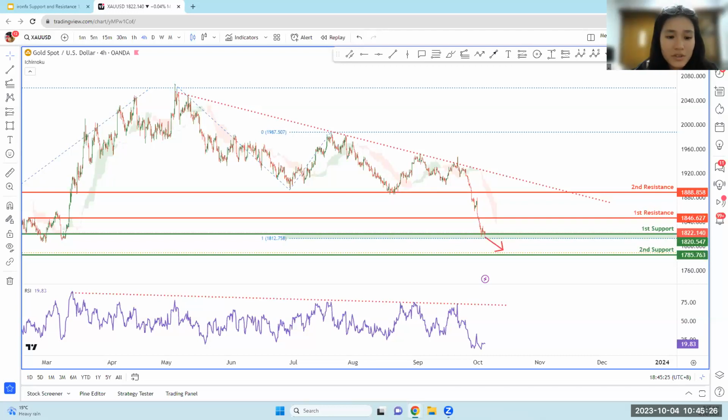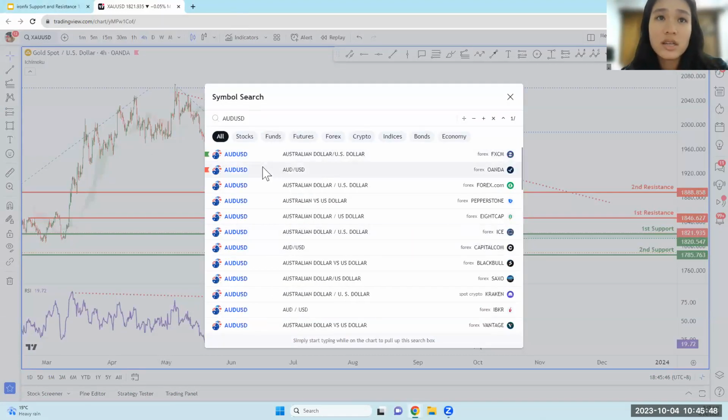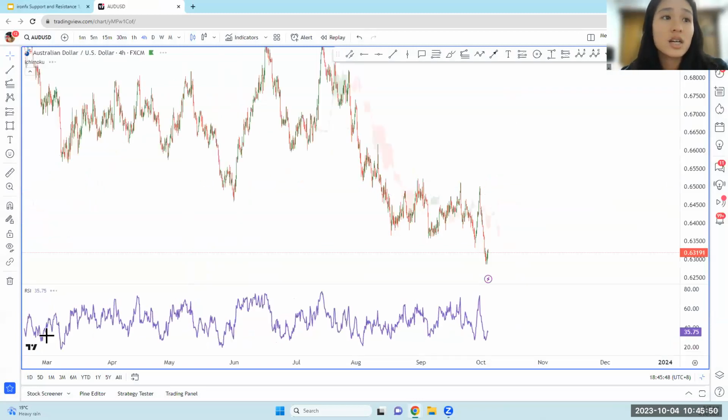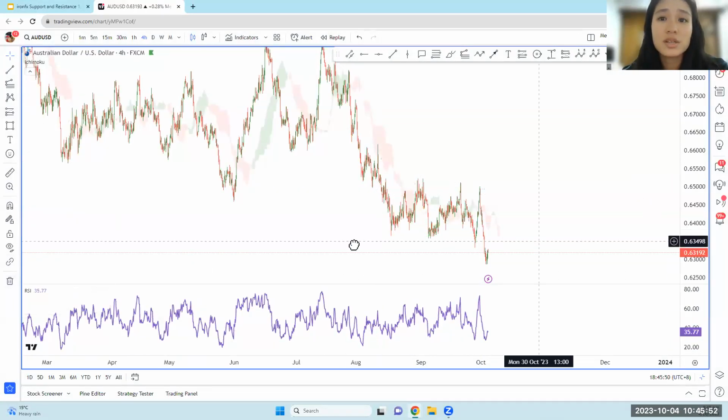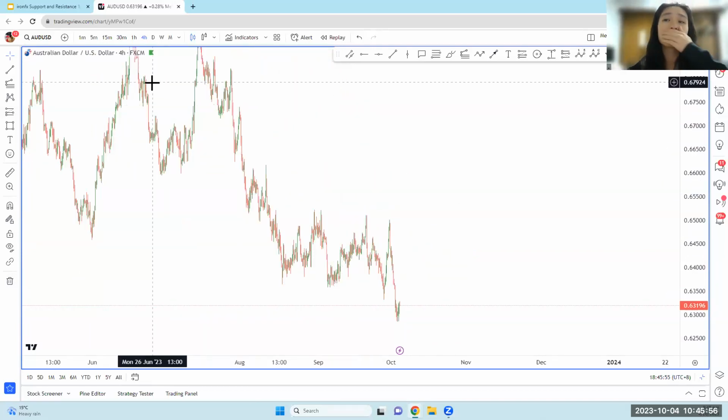Okay, if there are no questions, I think we still have time for one more chart. So if you guys don't have any requests, I'll just go ahead and do maybe the Aussie dollar, because we recently saw the RBA releasing a cash rate statement. So let's take a look and see how price affected the charts there.